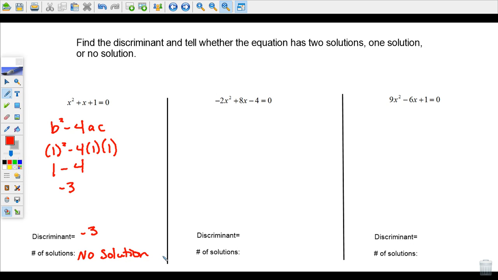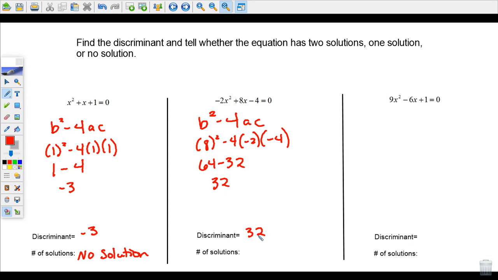In the second one, again, evaluate the discriminant, and that tells us how many solutions there are. So b squared, that would be 8 squared, minus 4 times negative 2 for a, and c is negative 4. So 8 squared, 64. Negative 4 times negative 2 is positive 8, times negative 4 is negative 32. 64 minus 32 is 32, so the discriminant is 32, which is positive, which means there are two solutions to this equation.